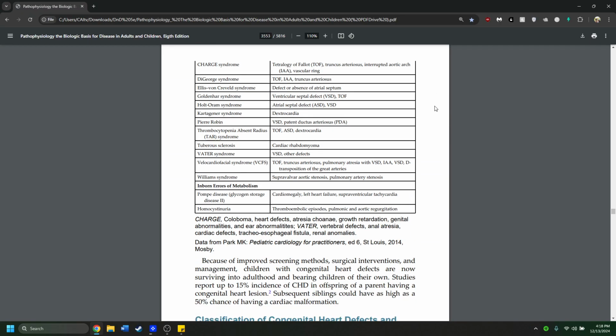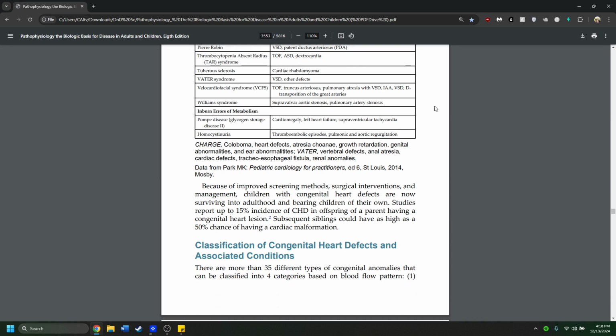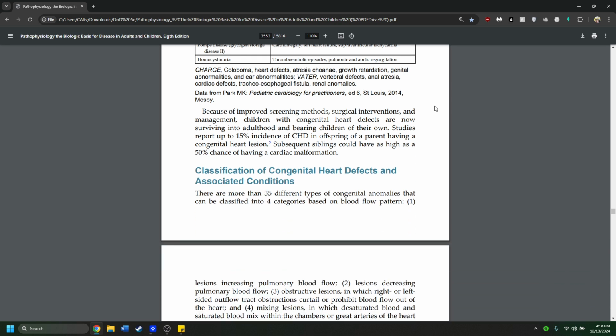So then there are some syndromes here and where they occur. Let's skip right through those though.